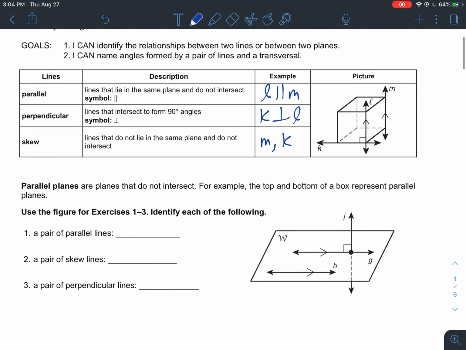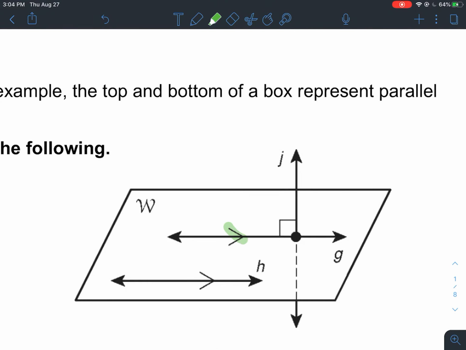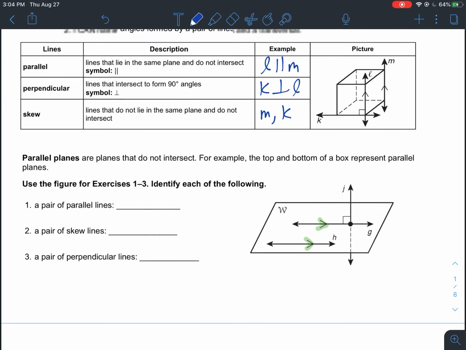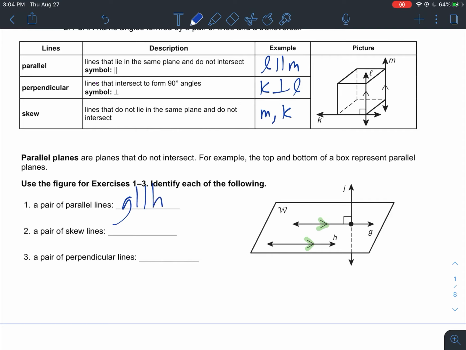All right, so our first example is here. A pair of parallel lines. These arrows mean parallel. So if you see lines with arrows on it, that means they're parallel. So that means that in this problem, G and H are parallel. Skew lines. Remember, those are two lines that don't intersect and are not parallel. So it looks like J and H are our skew lines. And then perpendicular, we look for the right angle symbol. Here it is right here. So that would be J and G. So we say J is perpendicular to G.